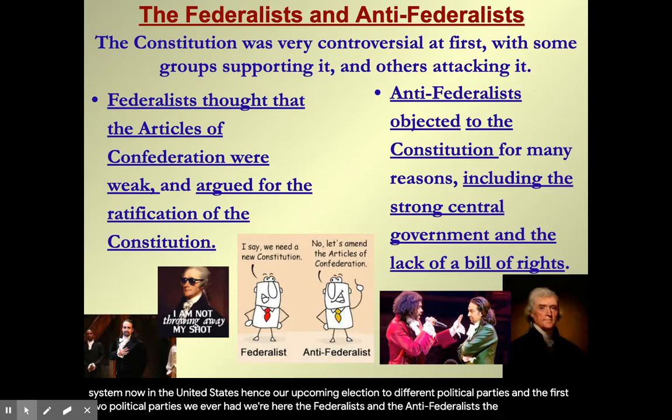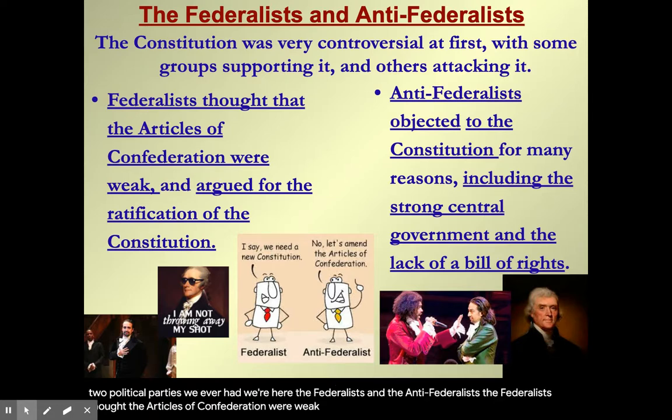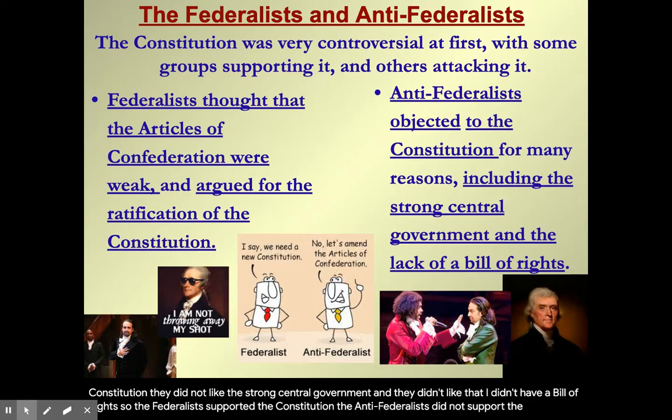The Federalists thought the Articles of Confederation were weak. They argued for ratification of the Constitution. And the Anti-Federalists objected to the Constitution. They did not like the strong central government, and they didn't like that it didn't have a Bill of Rights. So the Federalists supported the Constitution. The Anti-Federalists did not support the Constitution.